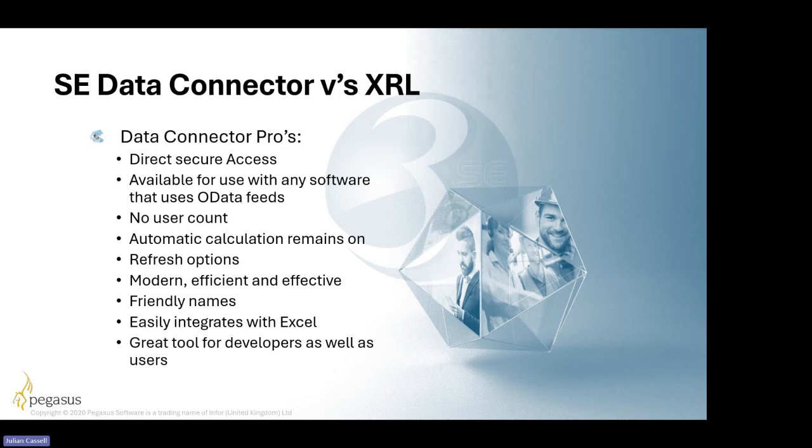With XRL, as you will know, the calculation basically affects everything in Excel, so you have to keep pressing F9 on every spreadsheet, even if you're not in XRL, which can be quite annoying. You don't have that problem with the Data Connector. There are some great refresh options throughout the products that you use. It integrates to Excel and integrates with other things. It's also very, very useful for developers. So if you're getting any third-party software or additions added to your Pegasus system, it's great for getting the data out and using that as well.